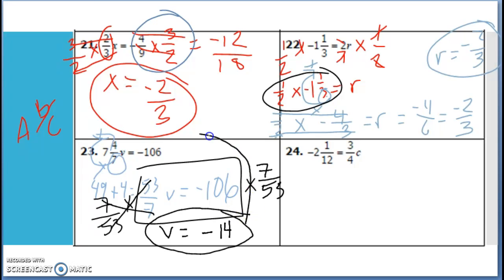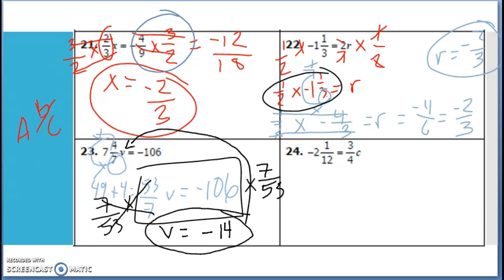This would be one where I'd want to check, plug that in for v. So 7, fraction button 4, fraction button 7, times negative 14. Does it equal negative 106? Yes. So make sure this would be one where I'd be like, ooh, that's a little strange. Let's check our work. Last one, 24.